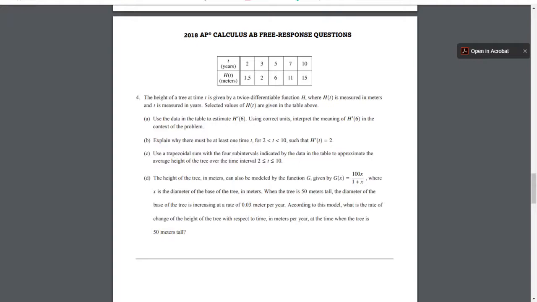Okay, so we've got some weird stuff going on here. We have a second variable, x, which is not time, so we're going to have to do things a little differently.